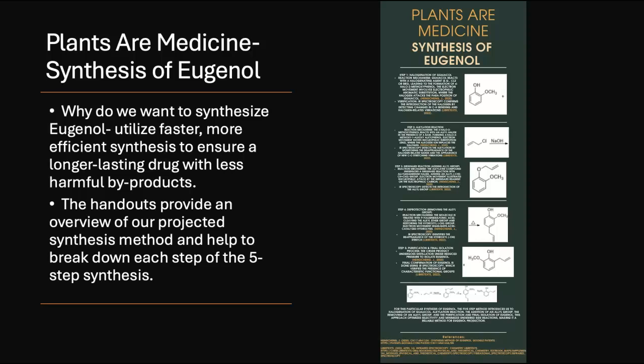Now that we have a grasp on exactly what eugenol is and how it's used, we will further break down why we want to synthesize this molecule and use it in further drug discovery. Our plan is to utilize a faster, more efficient synthesis that produces an outcome with better, longer-lasting results and fewer, less harmful byproducts during its production. In this flyer, you will see a breakdown of the 5-step synthesis method we plan to use to make this happen.